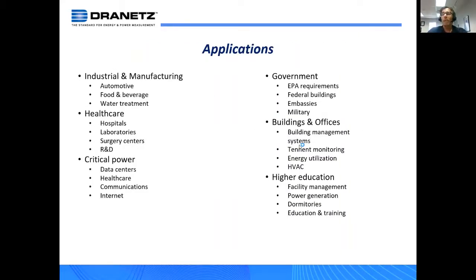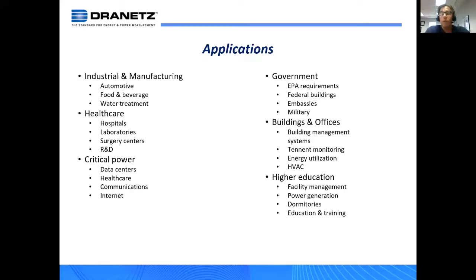So what are some of the applications? And these are just some highlights and subcategories within each. There's certainly many, many more. Really, it's not up to us what the application is. It's up to what your needs are, whether they do or do not fall into these different categories. So really, DranSCADA puts a visualization and a dashboard on your facility. So that can be any type of facility. But major applications are industrial and manufacturing. So automotive, food and beverage, water treatment, any type of manufacturing plant for process control.